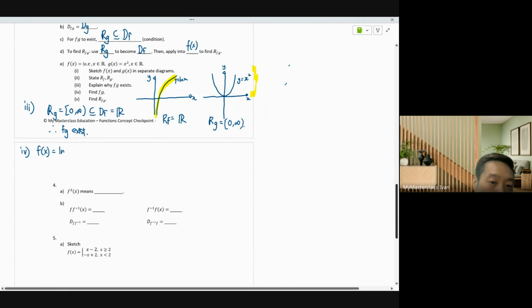Fx equals to ln x. Gx equals to x squared. Fgx means underline the gx, put the f in front. Isaac, what is gx equals to? So what is f of x squared equals to? Ln x squared. Domain of fg equals to?